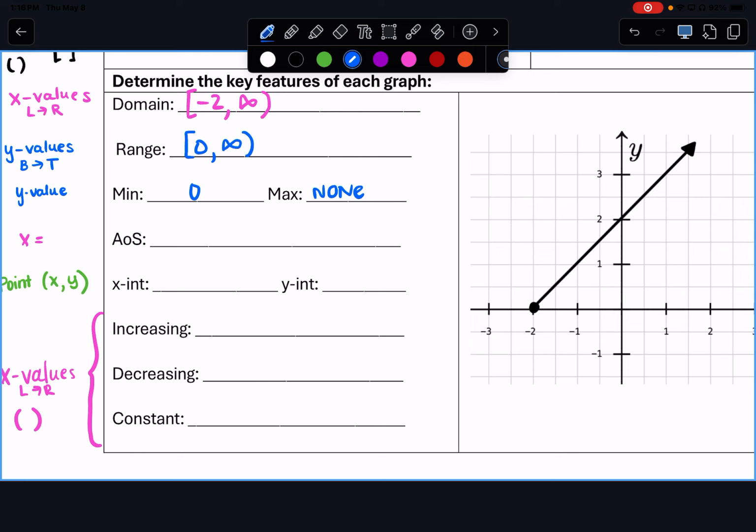So now, axis of symmetry. Does this graph get divided into two equal parts? No, it doesn't, because one side stops and one side goes forever. So axis of symmetry will be none.